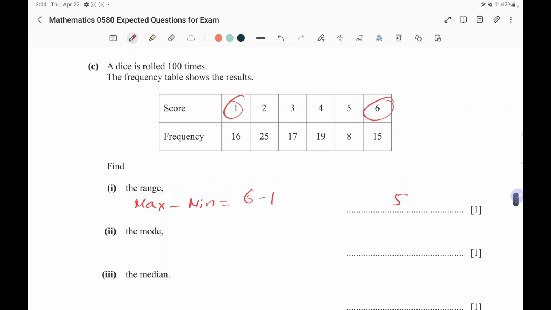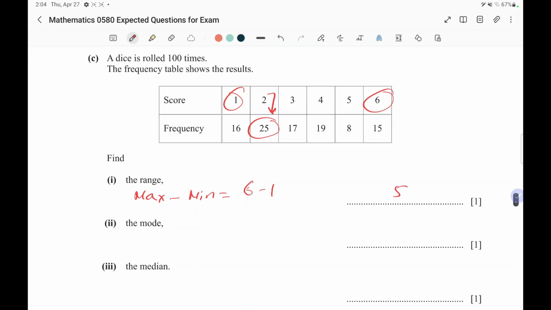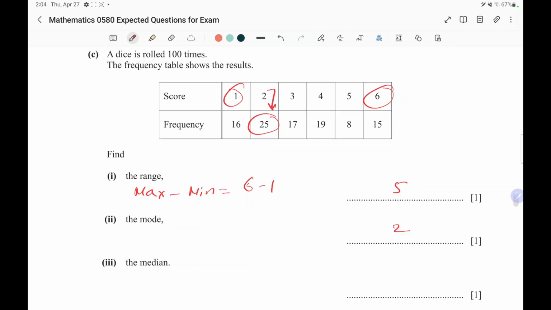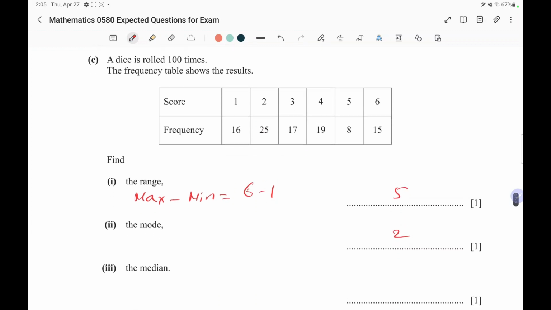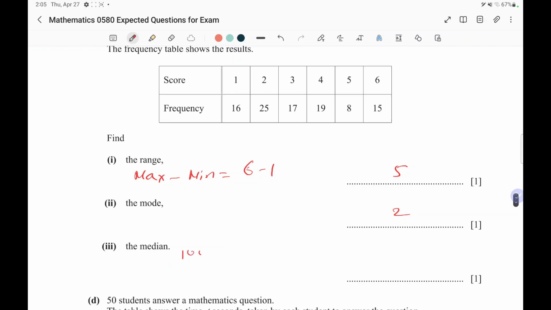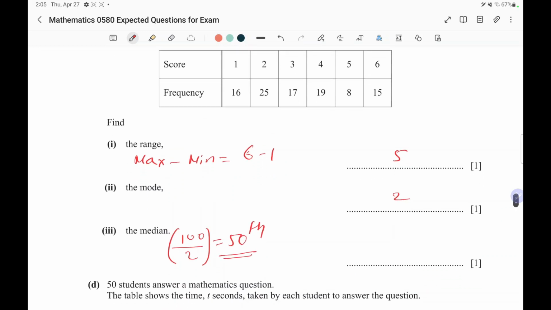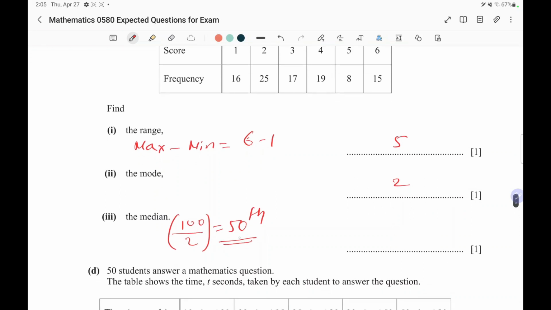Mode is the number which is appearing the maximum number of times. So that is 2. 2 appears 25 times, so mode should be 2. Now median. Median is the number which came in the middle. For finding median, just divide 100 by 2. So this is the 50th value, right? We have to take the average, so we consider the 50th value and the 51st value and then divide by 2.